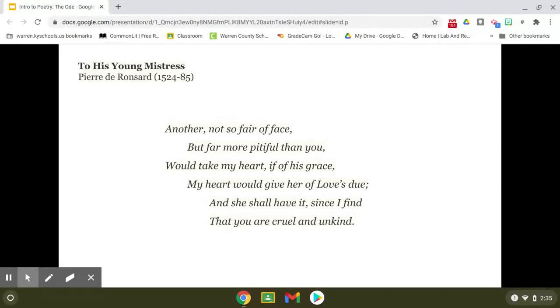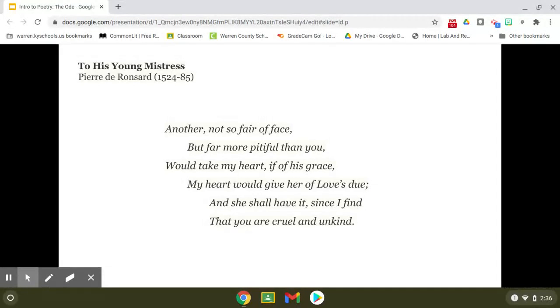So the poem wraps up basically with him saying that he's going to find another girl. Maybe she won't be as pretty as this girl, but she'll have more pity for him. So pitiful here, it doesn't mean how we would use this word today. Pitiful doesn't mean pathetic. Pitiful means here like showing pity. If she's somebody who will show me pity and not be so mean to me, if I could give her my heart, she would take it.